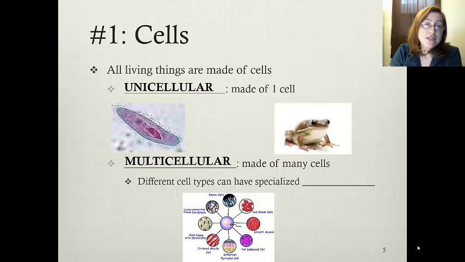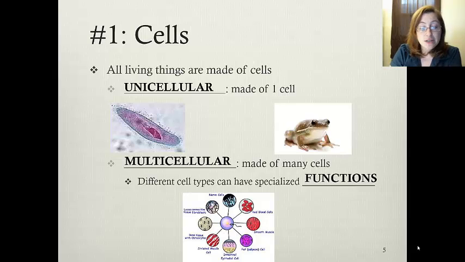And there's a benefit to that, being multicellular versus being unicellular. And the benefit is that you can start assigning different cells to do different jobs. And so we call that cell specialization. And basically what that means is different cell types can have different functions.